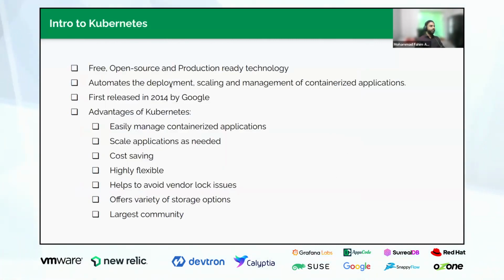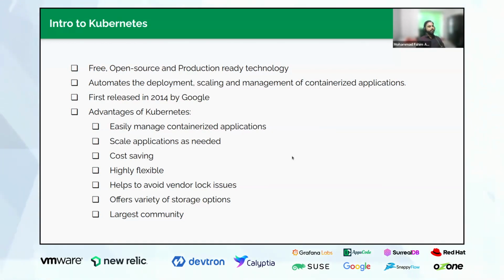So let's start. So what is Kubernetes? Kubernetes is a free and open source technology. It's a production ready technology. It makes it easy to automate your deployment and scale your deployment, management of your application very easy. Kubernetes was first released in 2014 by Google.